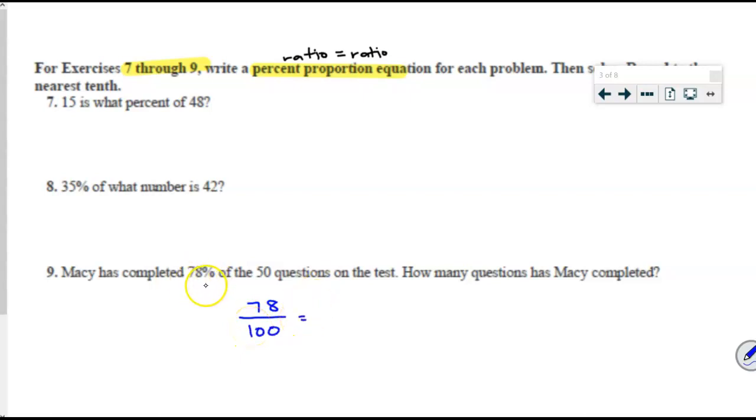And she's completed 78%, but there are a total of 50 questions. So that 50 represents that 100%. The amount she's actually completed is the unknown. And now that we have set that proportion equation up, that's part of what you are expected to do, is setting up that equation. And then we finish that up by saying, oh, my title, there we go. X is being divided by 50, I undo that by multiplying by 50. When I do that, I end up with x is equal to 39 questions. So there are 39 questions that Macy has completed.